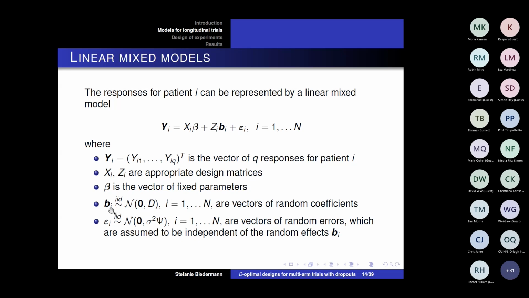And we are assuming that the b_i are IID and normally distributed with mean the zero vector and some covariance matrix D. And the epsilon_i are also a vector now, since y is a vector, normally distributed with zero mean and some covariance matrix, which may be just the identity matrix, but it could also be some more complicated structure to incorporate serial correlation in the responses from the same patient. And the usual assumptions are that the b_i and the epsilon_i are also independent of each other.